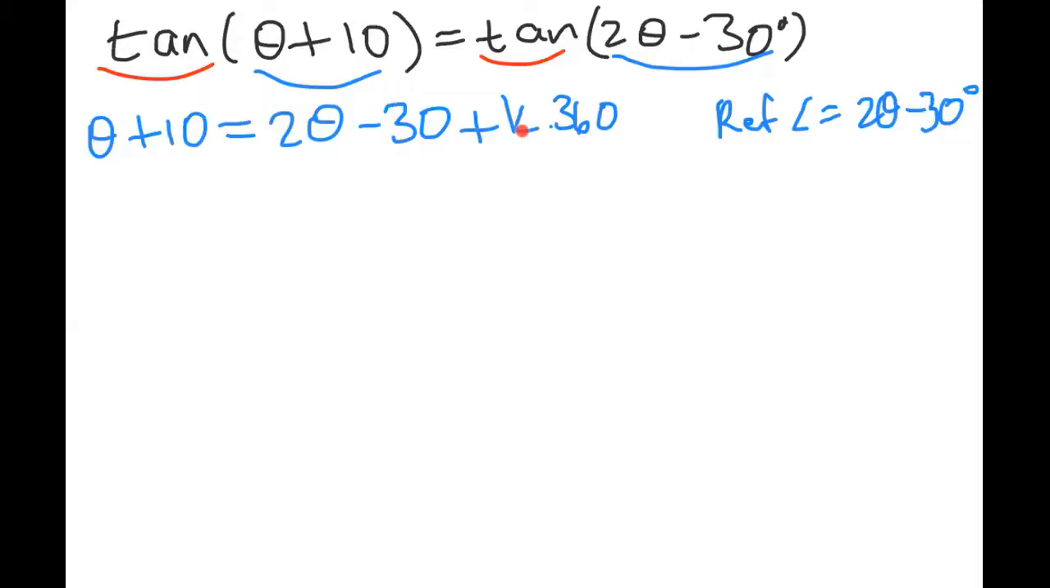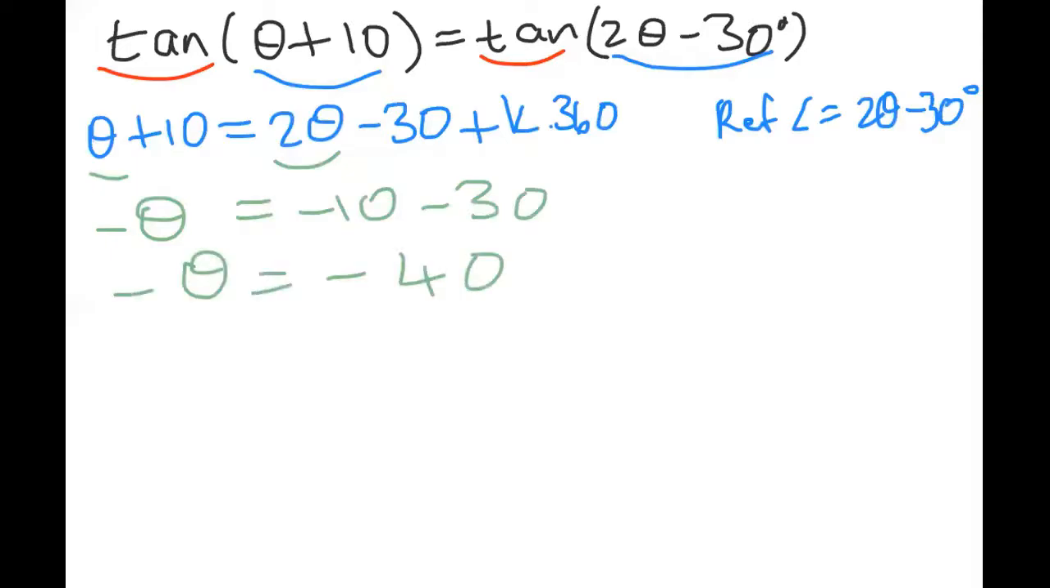Then I just work it out. So there's a 2 theta, there's a theta. On the left, so I'm going to take the theta to the right. Then I only have theta. Putting all the numbers maybe to the left, I'll do it properly because there's a k involved. So let's keep the minus theta there. Let's take the numbers to the right. Minus 10, minus 30. So that's minus 40 minus theta. So theta, just remove the negatives, will be 40 degrees.